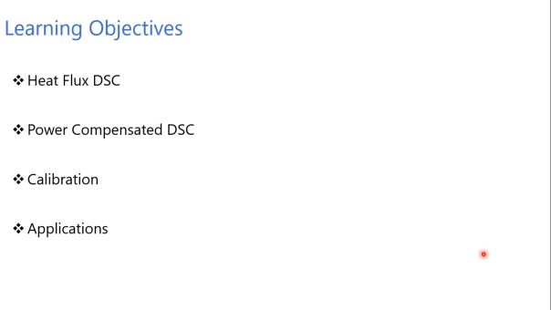From this, we learn about the heat flux DSC, the different types of DSC. First, heat flux DSC. Then we have to know about the power compensated DSC. Then the next one is how we have to calibrate the given DTA DSC apparatus, and what are the applications. So let us see one by one.